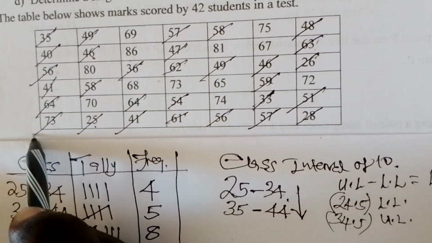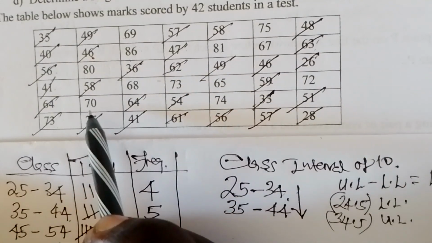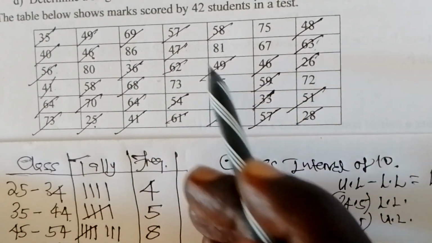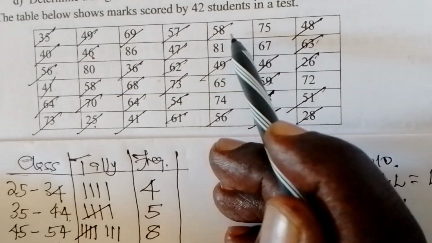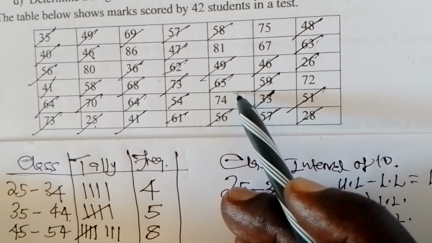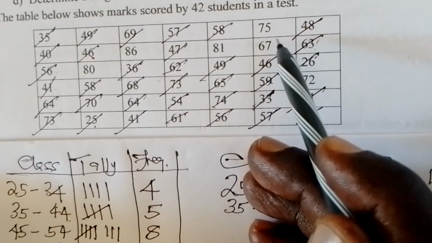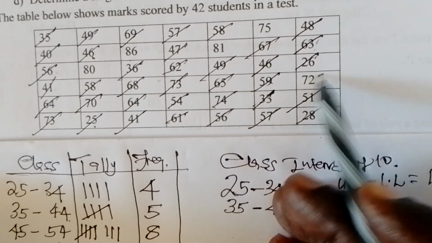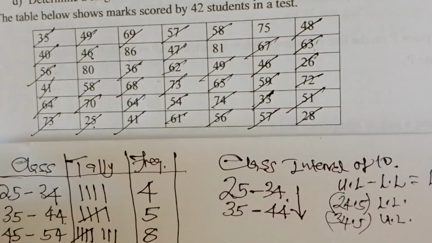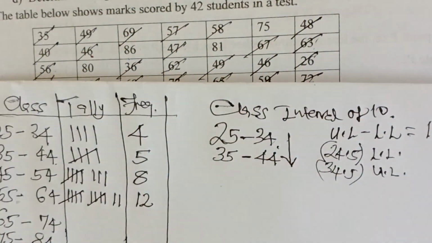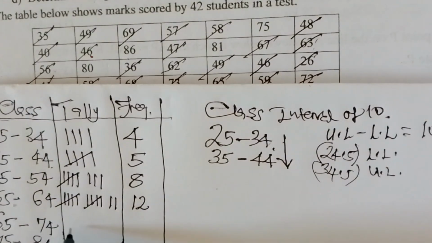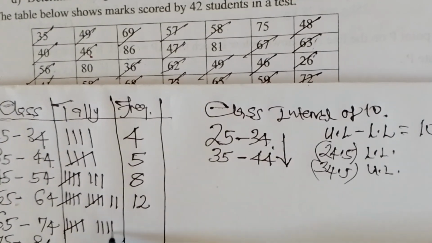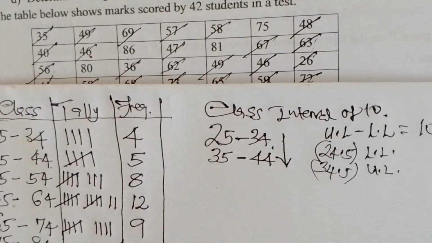We have 1, 2, 3, 4, 5, 6, 7, 8, 9. So on our tally, we come and tally 9. 1, 2, 3, 4, 5. 1, 2, 3, 4. Numerical value 9.